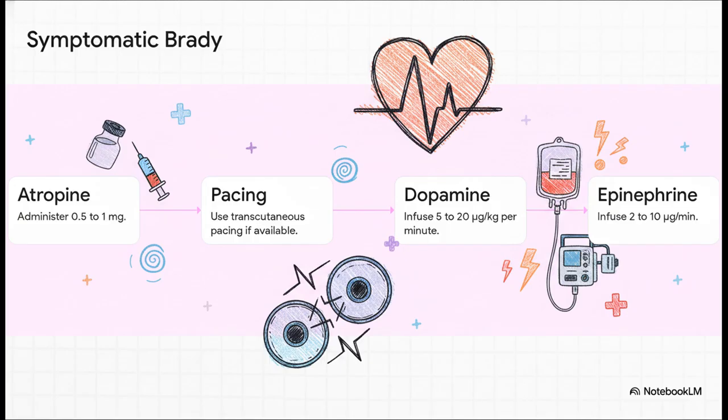First, you can try atropine, which basically blocks the nerve that's slowing the heart down. If that doesn't cut it, it's time for electricity. You put the pacer pads on. And if you still need to get that blood pressure up, you can start an infusion of dopamine or epinephrine.